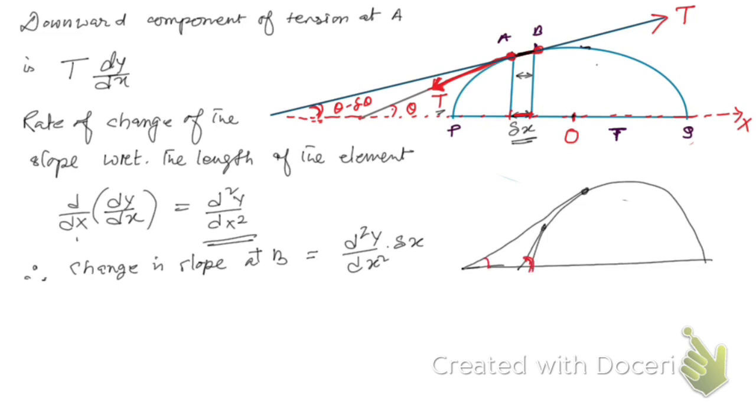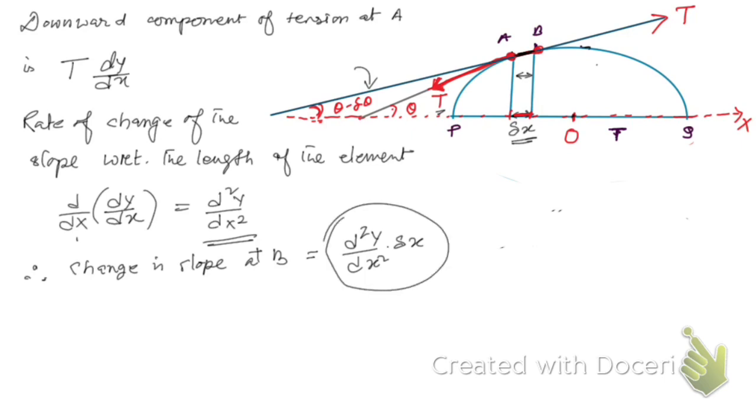Obviously this one is smaller, right? Hope you have understood this. So that's why the slope of this tangent, which makes a smaller angle with the x-axis, will be less. By how much? By this. Therefore, the slope at B will be equal to the slope at A minus this.